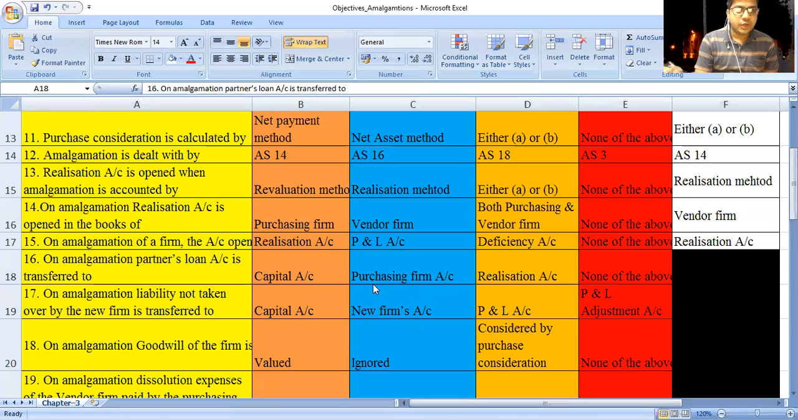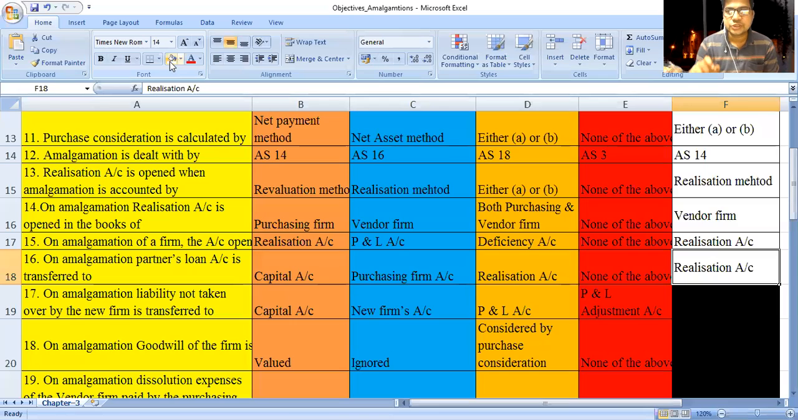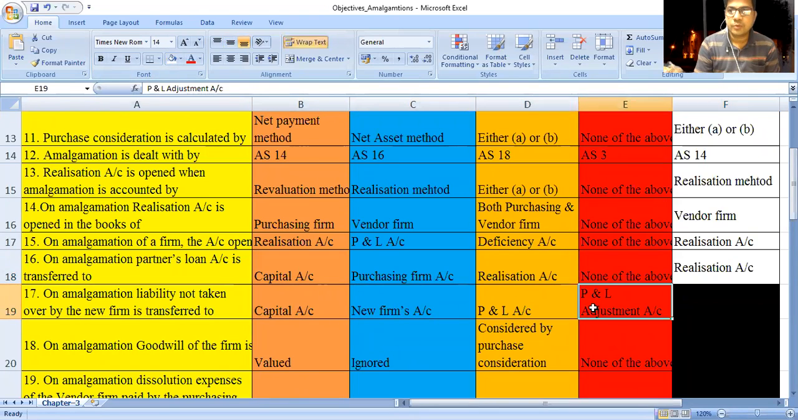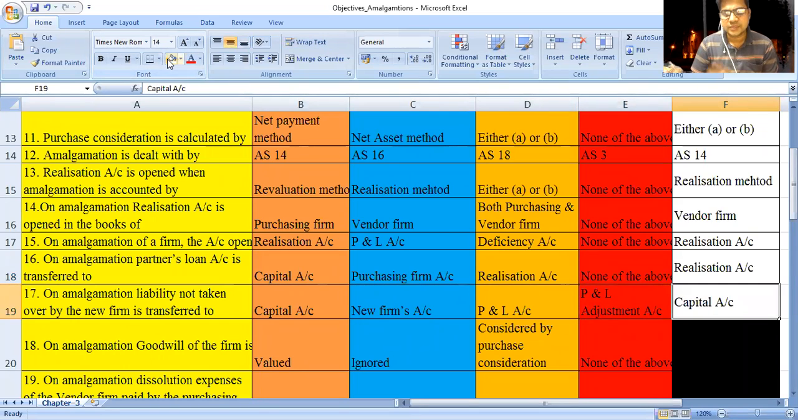Now, friends, next on amalgamation, partners loan account is transferred to option A, capital account, purchasing firm account, realization account, none of the above. Answer is realization account. On amalgamation, liability not taken over by the new firm is transferred to capital account, new firm account, profit and loss account, or profit and loss adjustment account. Answer is capital account. It is always transferred to the partner's capital account.